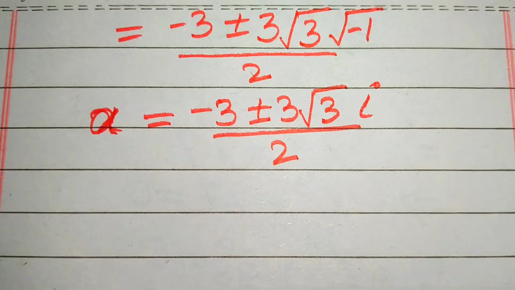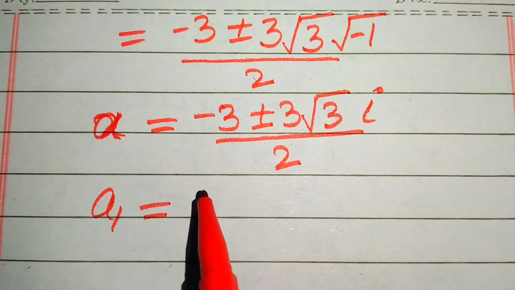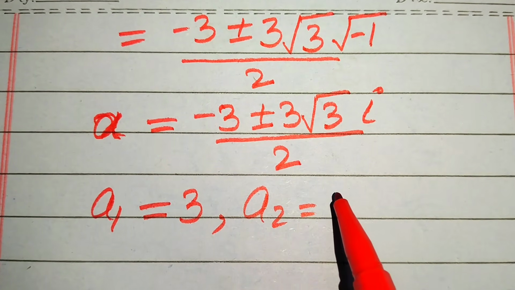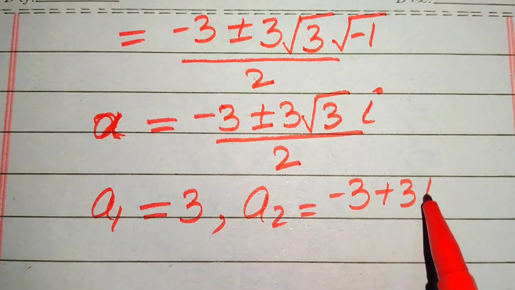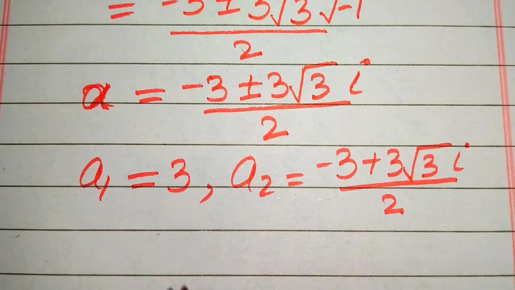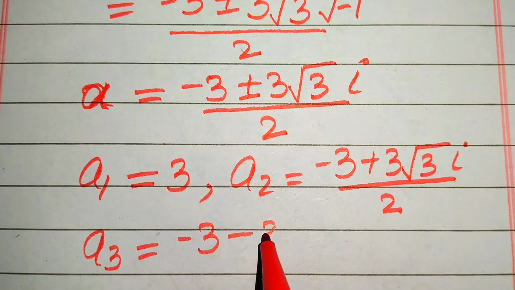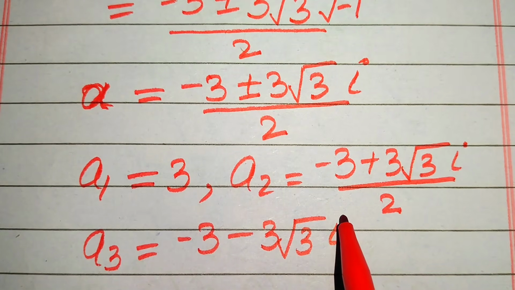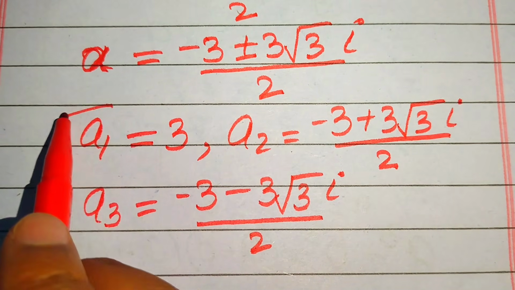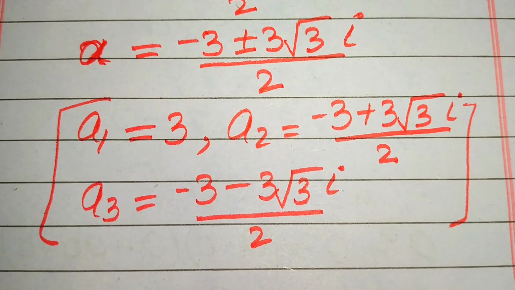At the start of the problem, we said this equation has 3 roots. So finally, the 3 roots are: a1 is equal to 3, which is the first real root; a2 is equal to minus 3 plus 3 times square root of 3 times iota, divided by 2, which is the second complex root; and a3 is equal to minus 3 minus 3 times square root of 3 times iota, divided by 2. These are the final 3 roots, or the solution set, of the given equation.